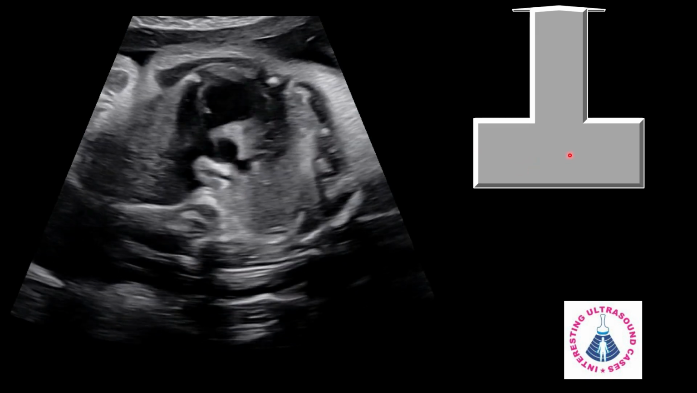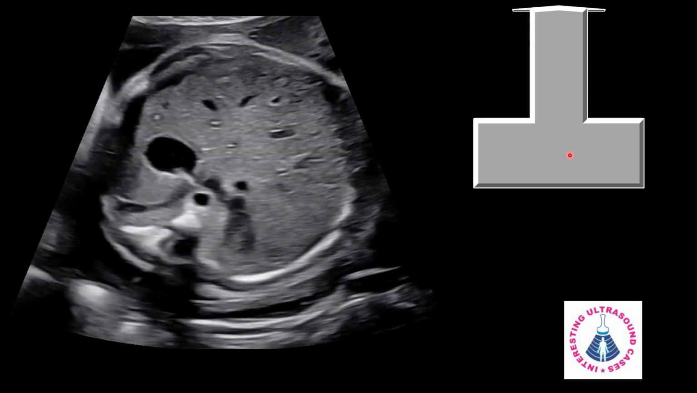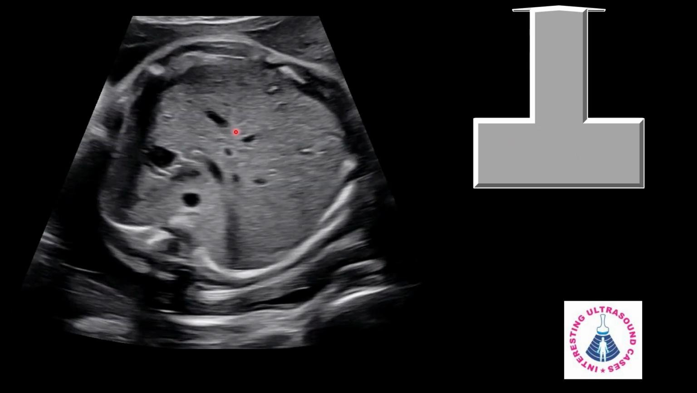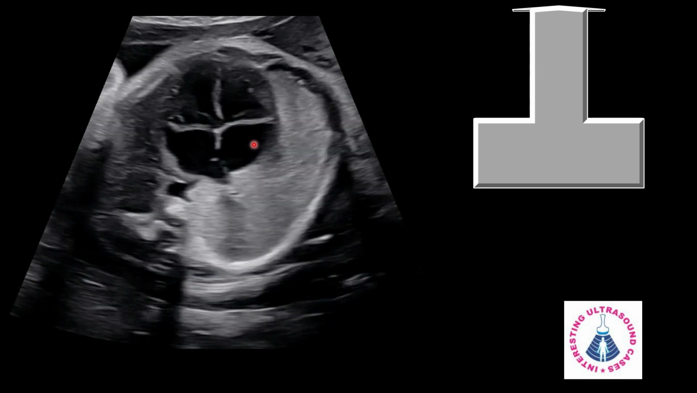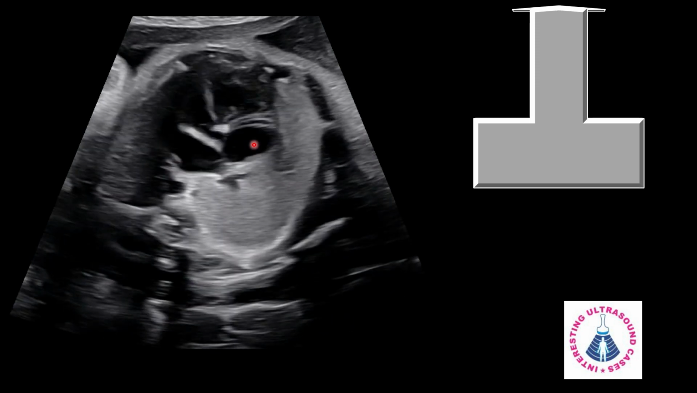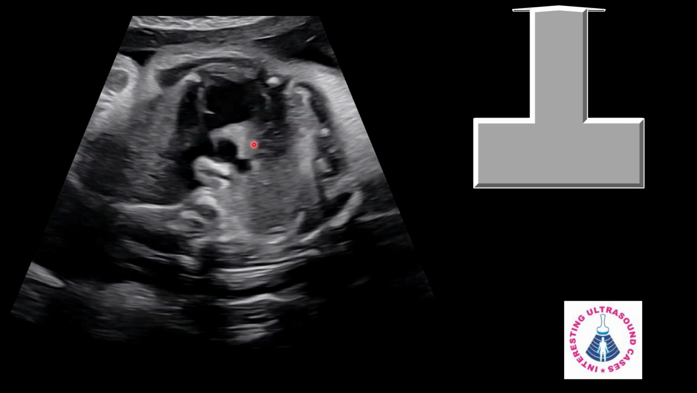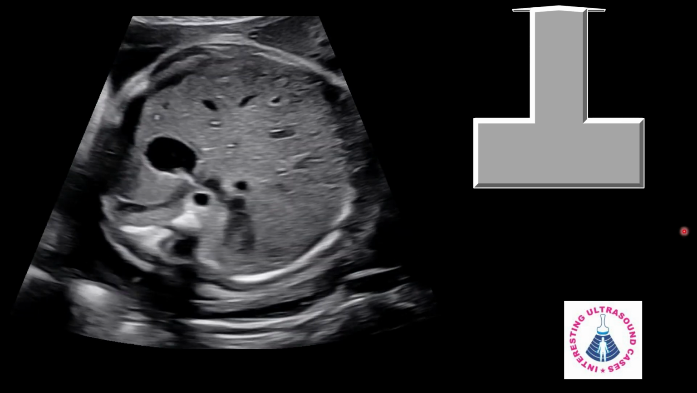We have to keep the probe straight and move the probe slightly towards the fetal head. From the abdomen, on seeing the stomach, we have to slightly tilt the probe cranially towards the fetal head and move the probe slightly cranially. We'll get all these three views.